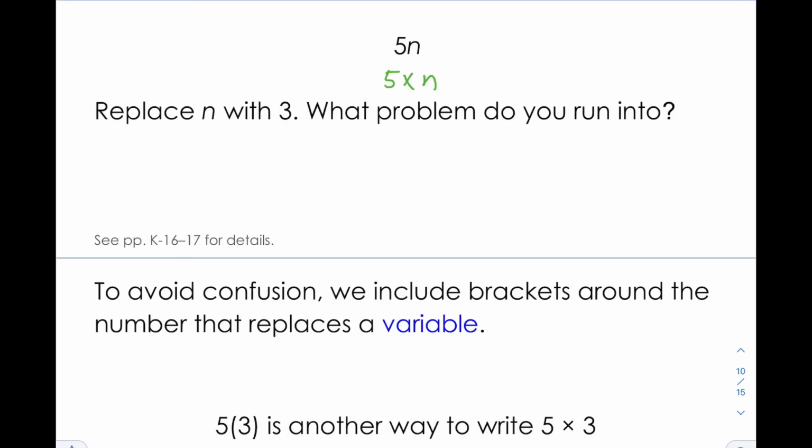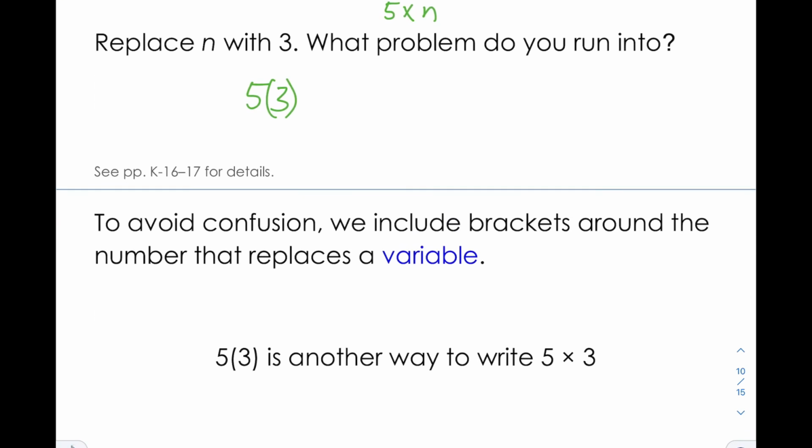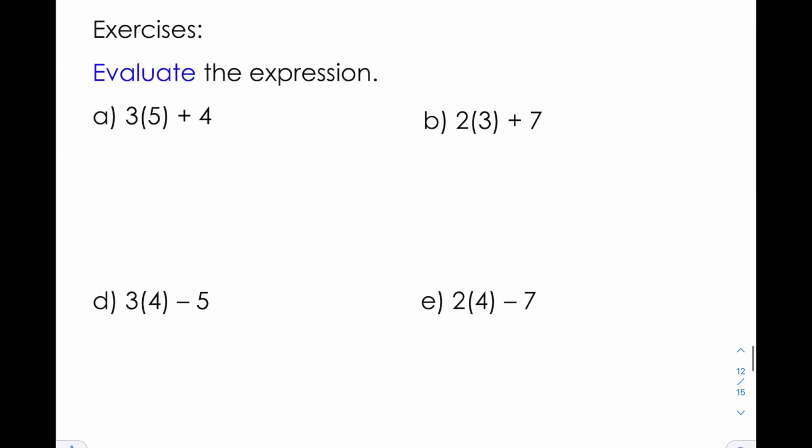If we simply write it as it is, 5 3, it looks like the number 53. So if we put brackets around it, then we know it's 5 times 3. Okay? So to avoid confusion, we put the brackets in place so that it's clear that it's 5 times 3, not just the number 53. Remember BEDMAS, we do multiplication before addition or subtraction. So all of these are multiplications, so we do those first, and then we do the addition or subtraction.